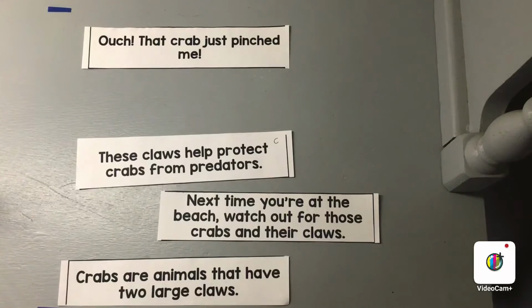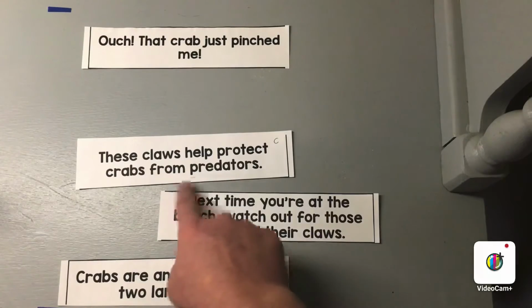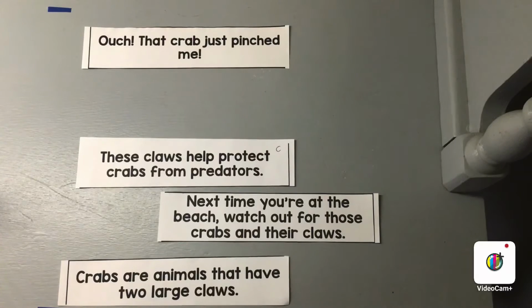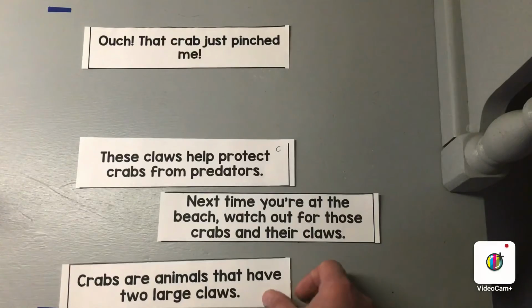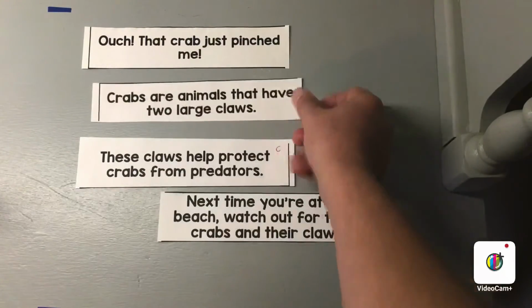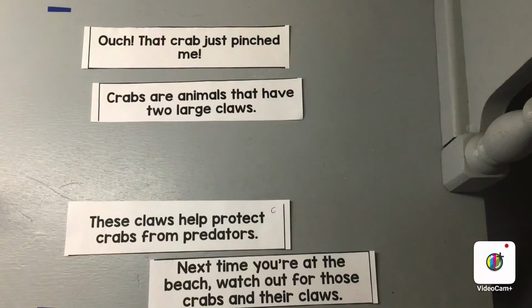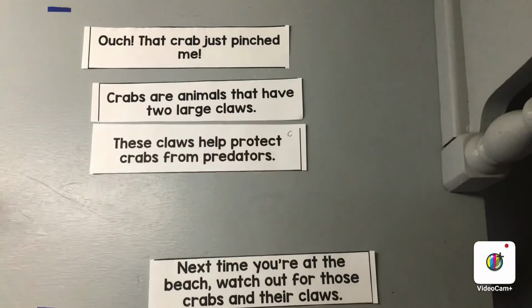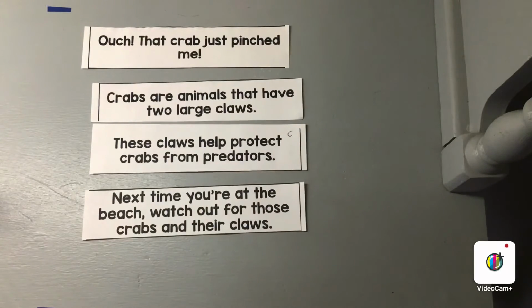Let's look for supplying some facts. These claws help protect crabs from predators. I don't think that part needs to come next. That looks like it's giving us more details. I think crabs are animals that have 2 large claws. That will be our supplying fact piece. Like we said earlier, these claws help protect crabs from predators. We'll say that comes next. That is giving us more details about the facts. And finally, some advice at the very end of the story. Next time you're at the beach, watch out for those crabs and their claws.